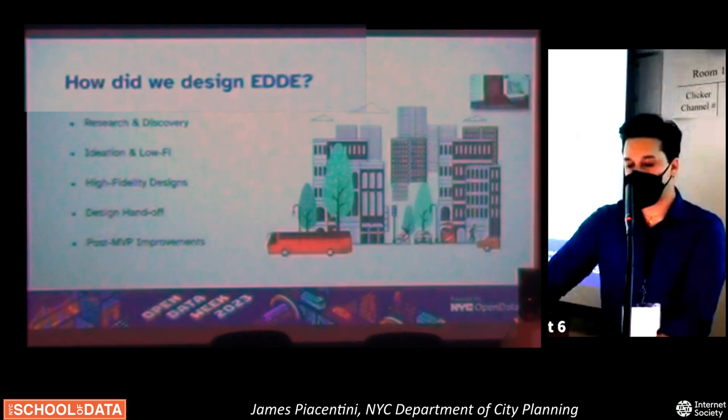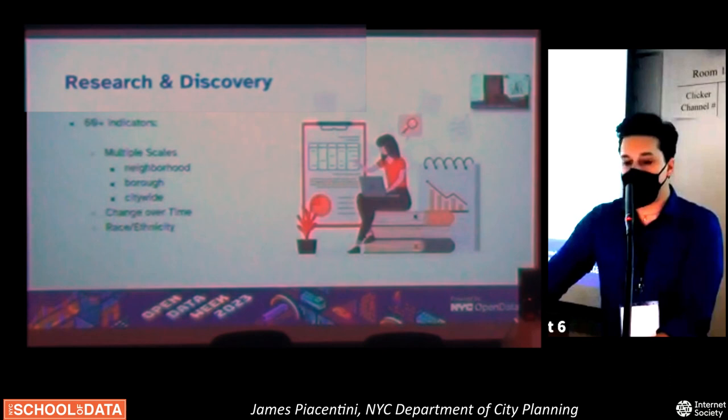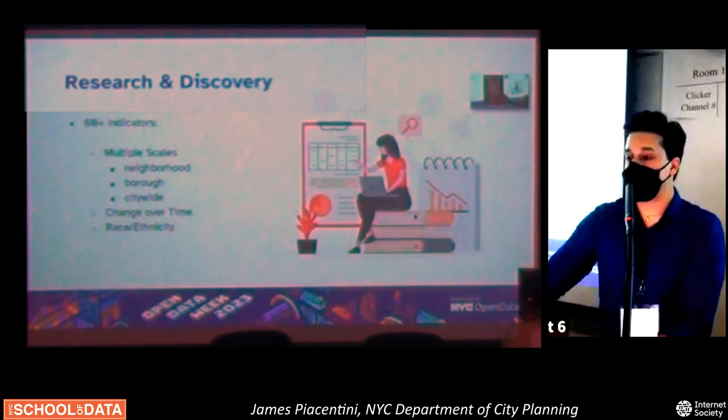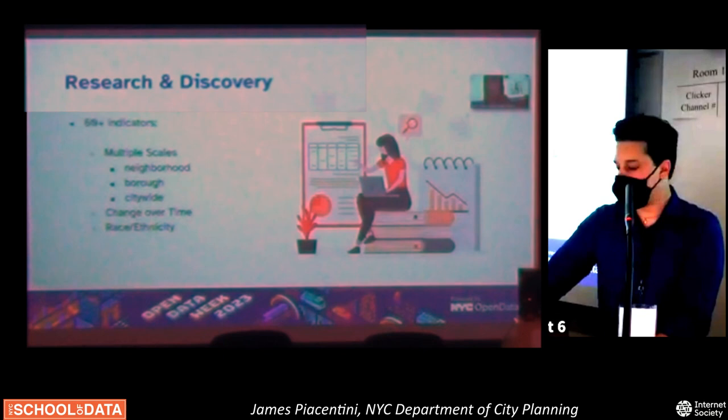Post-launch, we review, research, and develop ongoing improvements, which we have been updating throughout the latter half of last year and into this year. When it came to research, we started with the basic requirements. We had to think about how to visualize over 60 different unique data indicators across multiple scales and timeframes. These data would also be filterable by race and ethnicity. And so we really wanted to understand who our users would be to help inform how we wanted to organize this data. As part of that, we developed what are called proto-personas and envisioned user stories for them.